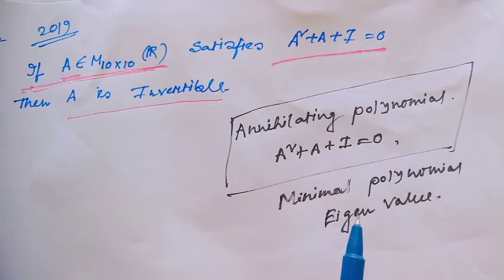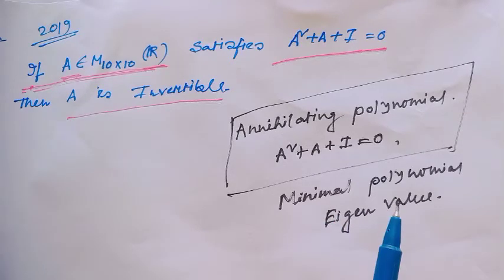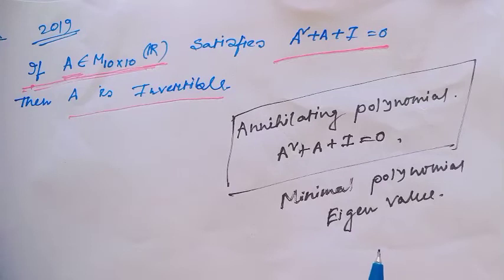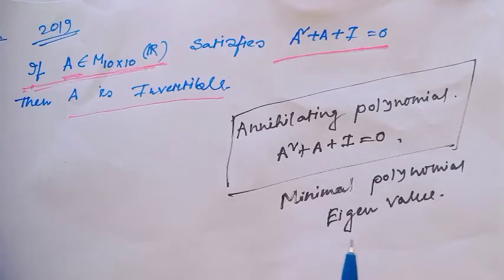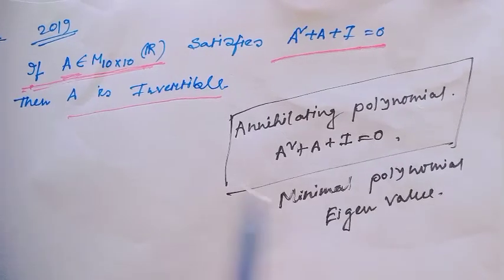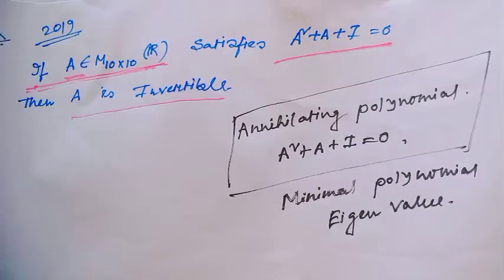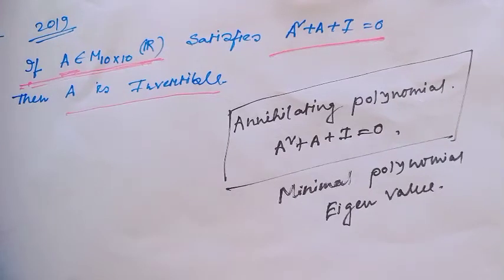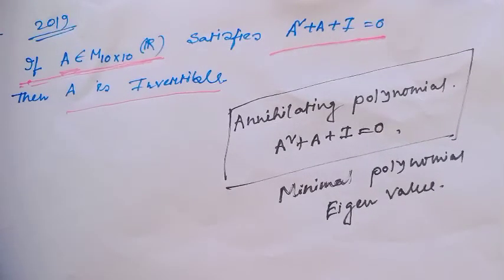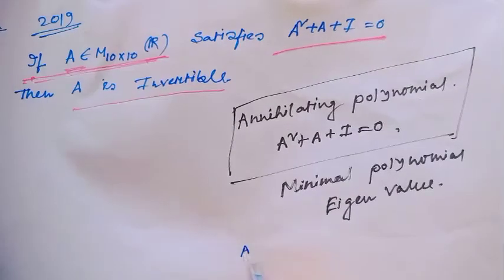Because all of us know the minimal polynomial divides the annihilating polynomial, and all of us know the eigenvalues of the minimal polynomial are always the same as the eigenvalues of the characteristic polynomial. So if we can find all eigenvalues are non-zero, then obviously the determinant of this matrix would be non-zero, or we can easily verify the matrix A is invertible. Are you getting? Oh well. Now we have to find the minimal polynomial.